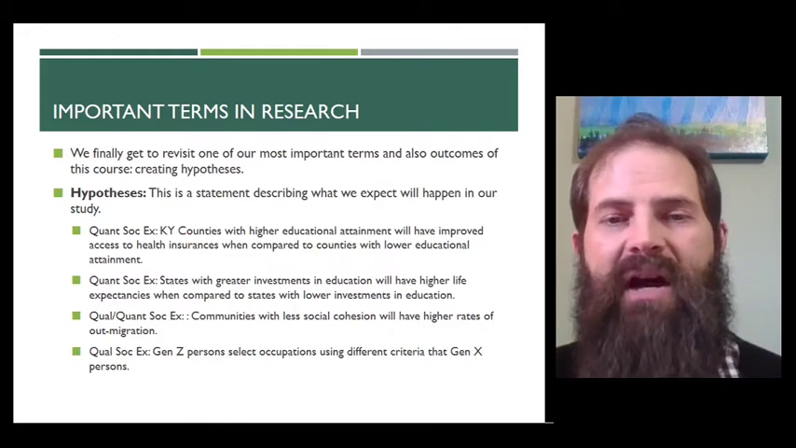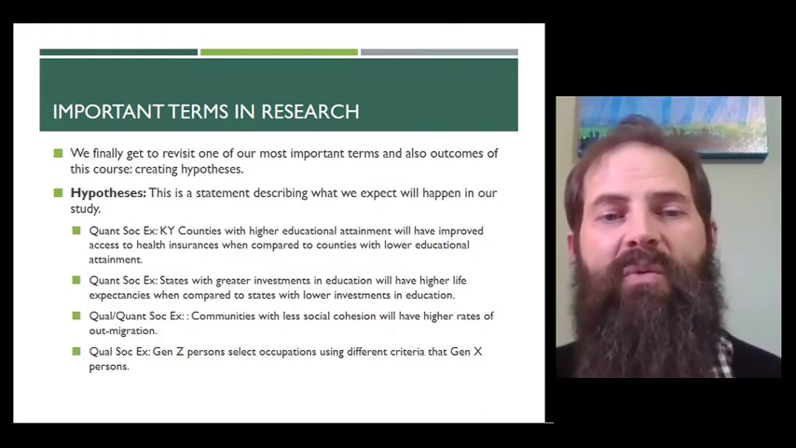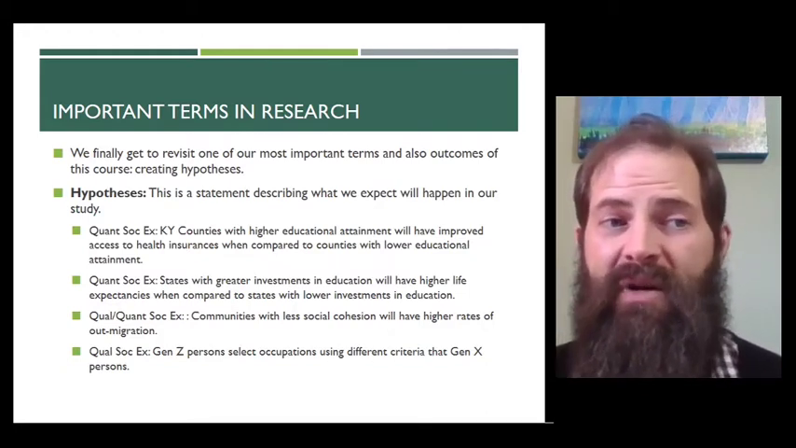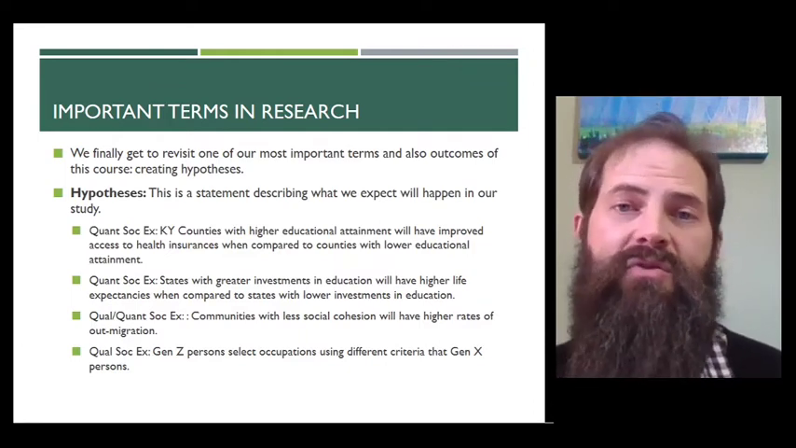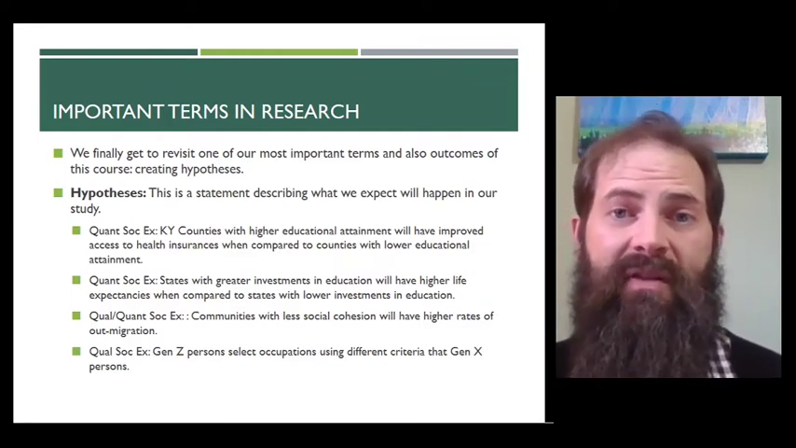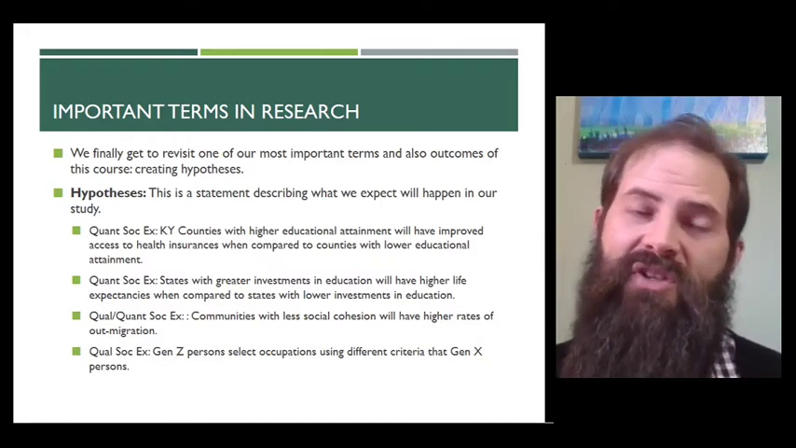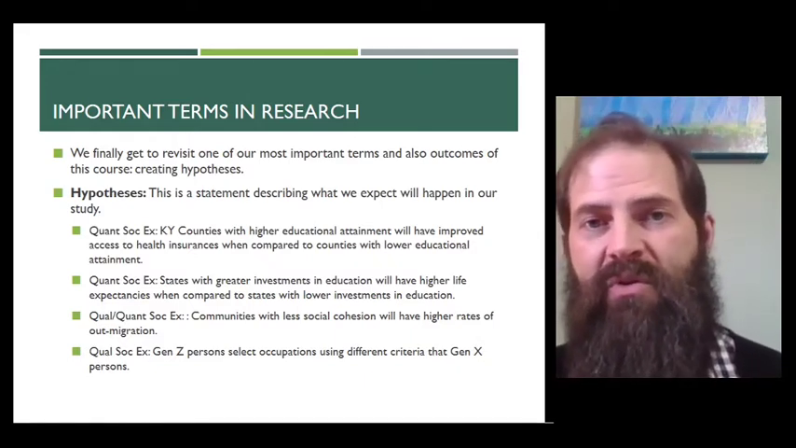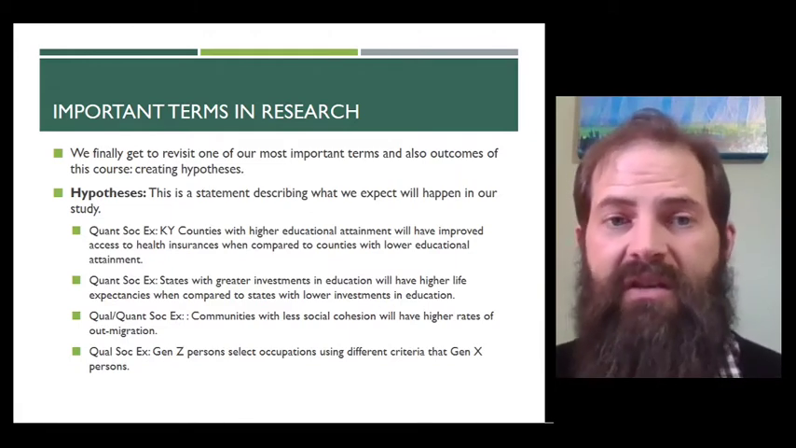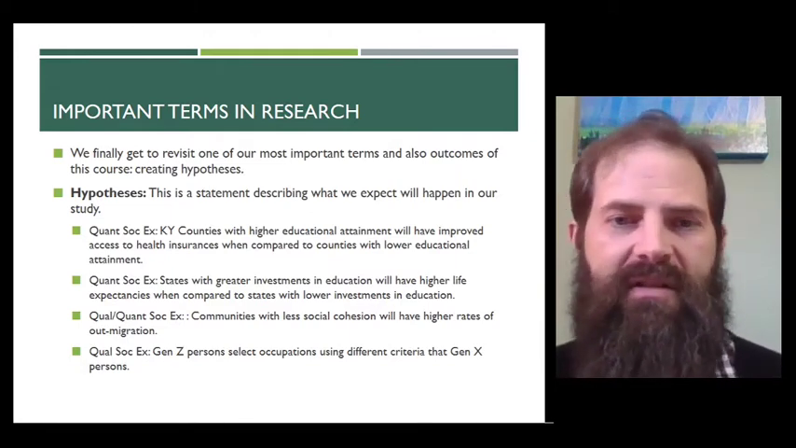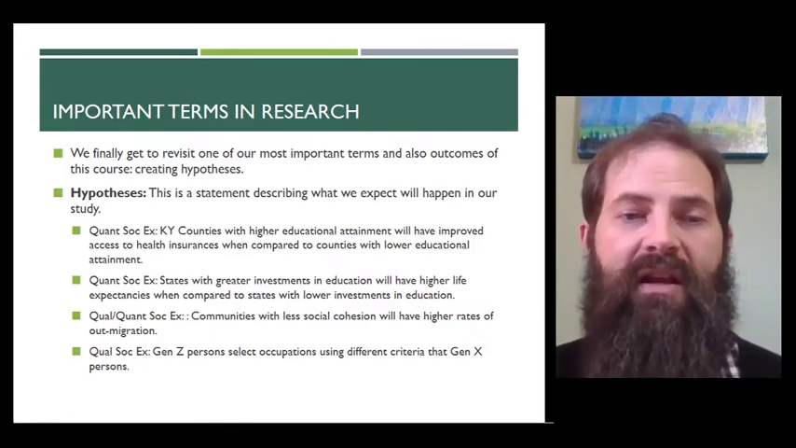Now, first off, a hypothesis is a statement describing what we will expect of a relationship between two variables. Remember the phrase correlation? We think there's a correlation between this variable and that variable. And as we change the first one, then some kind of change will correlate in the second one. Here's some examples of quantitative sociological hypotheses. Our first one would be dealing with educational attainment and health insurance.